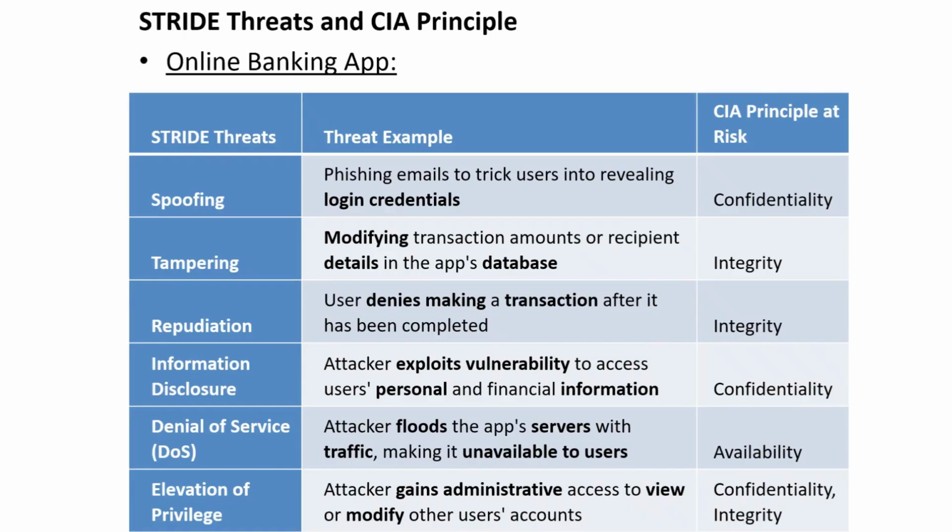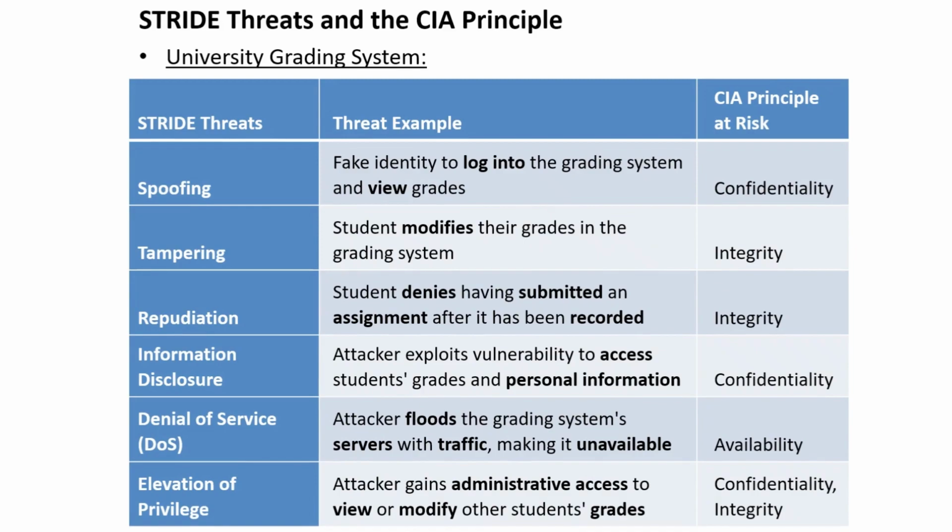Let's look at the grading system of a school and see how that also works. For a school grading system, like a university grading system, you see spoofing, when a fake identity is used to log in to view the grades, then we say confidentiality has been breached. Then for tampering, when you modify the grades of a student, integrity has been breached. Then for repudiation, it's denying that they didn't submit an assignment or a given data set when it has been recorded. That's integrity.